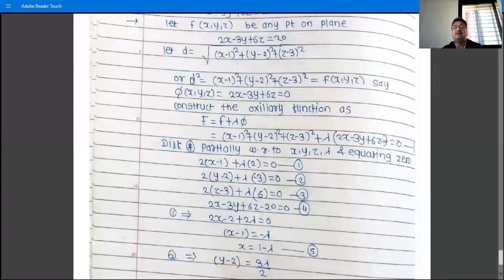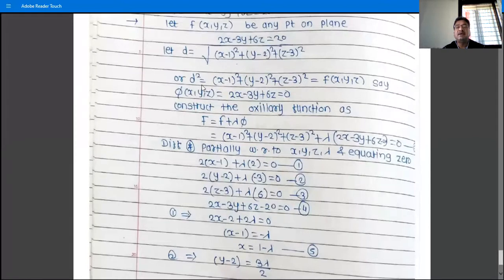Then d square is x minus a bracket square, y minus b bracket square, z minus c bracket square, that is f of xyz, and pi of xyz is ax plus by plus cz plus d is equal to 0. Then we construct the auxiliary function capital F equals small f plus lambda into pi. Instead of d, we write d square here, meaning in order to minimize d, we minimize d square.